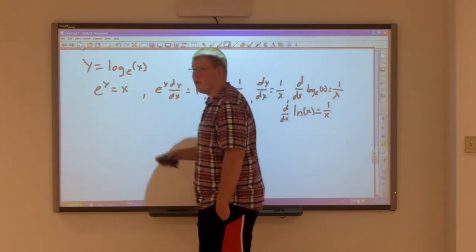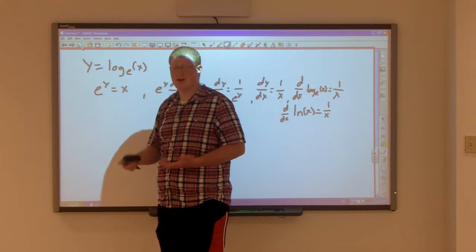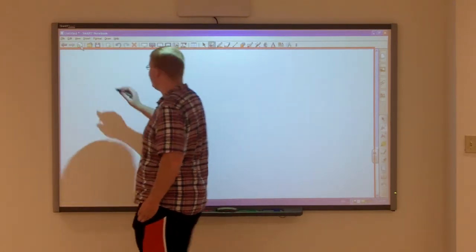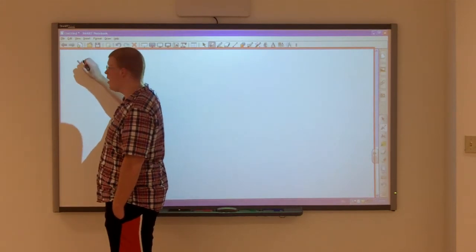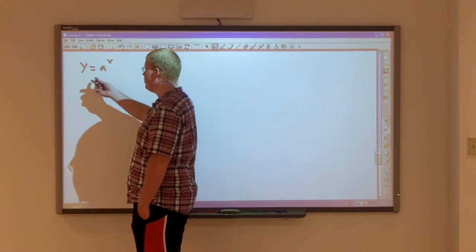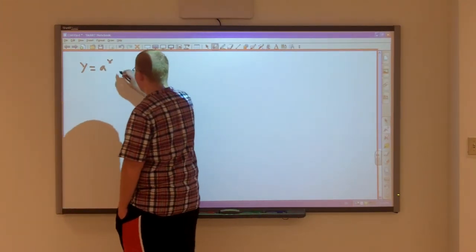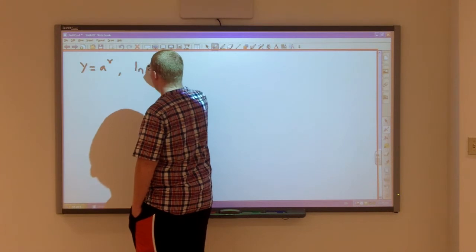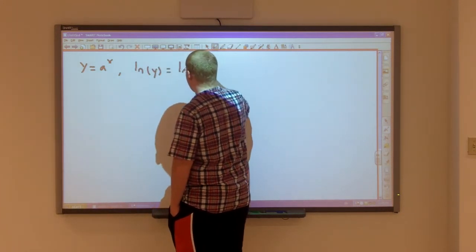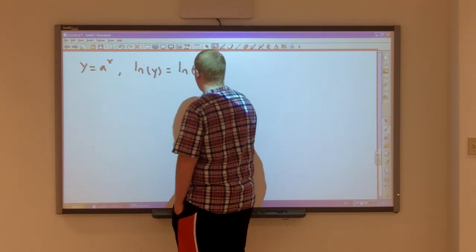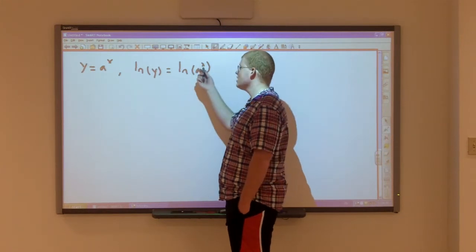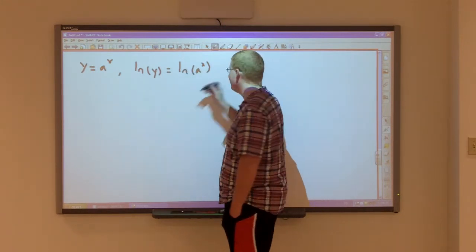So now from here, what we can do is finally solve what the derivative of a to the x is. If we have a function y equals a to the x, to find the derivative of this, we take the log of both sides, so we get natural log of y is equal to the natural log of a to the x. Those who have studied logs know that when you have an exponent within the log, you can simply bring that out.